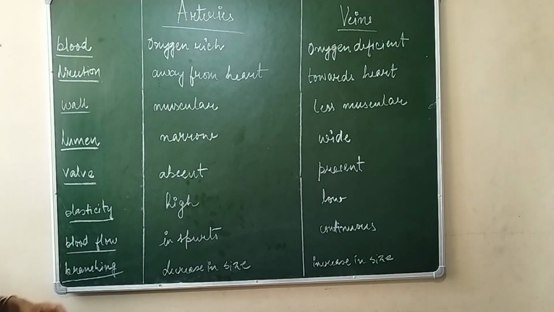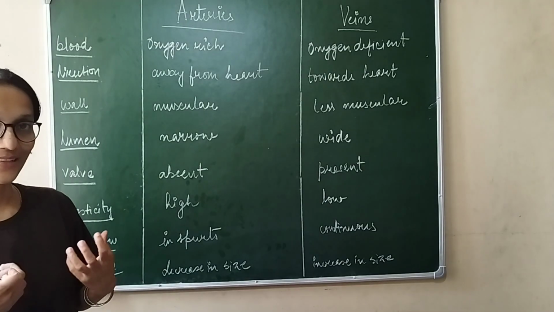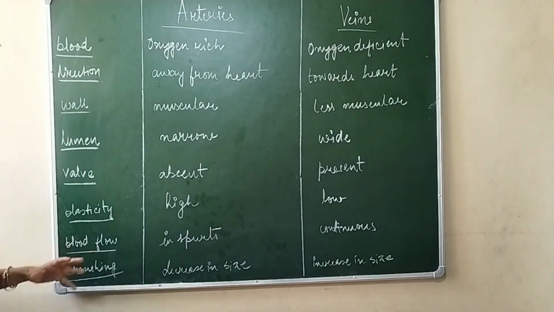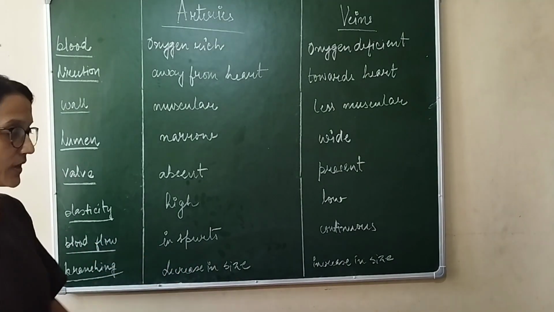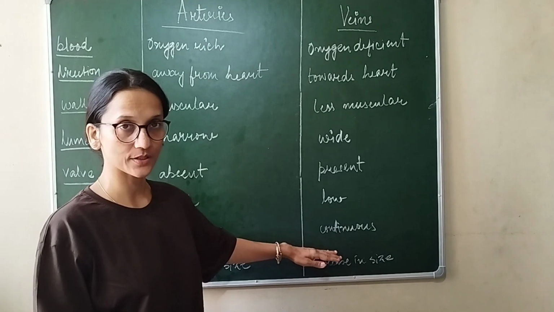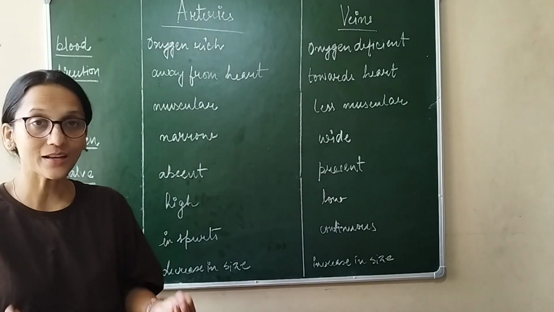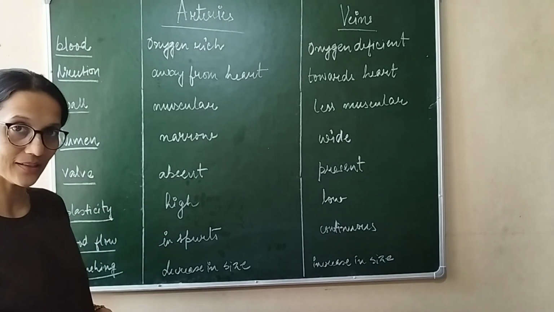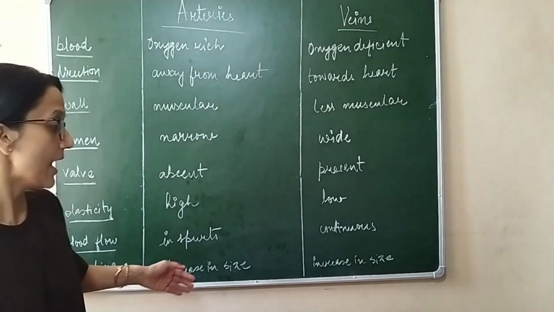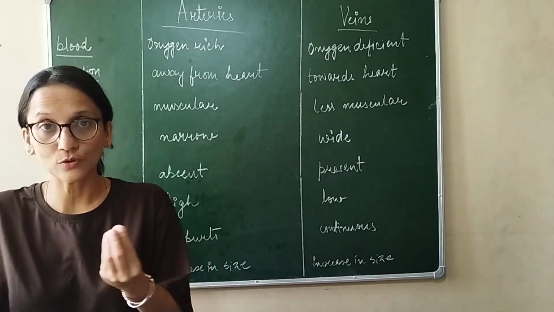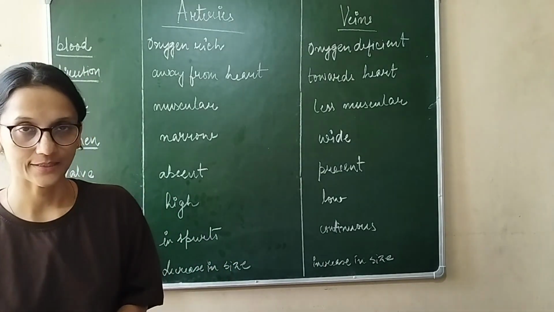Then is elasticity. The arteries are more elastic, as a result of which they can contract and relax, whereas veins are less elastic. Then the flow of the blood, in case of arteries it happens in spurts, whereas in veins it is a continuous flow. Then is the branching. In case of arteries, they branch progressively into thinner structures called arterioles, and veins are formed by union of thinner structures called venules, which become finally veins.